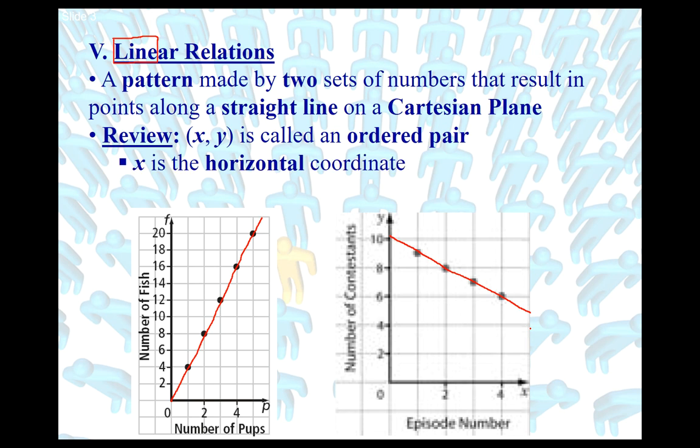X represents the horizontal coordinate, so that tells you, starting from the origin, where should you go, left or right. And again, you go to the right if the x coordinate is positive, and you go to the left if it's negative. And the y coordinate is going to be the vertical coordinate, which means after you've moved whatever distance horizontally, then you would go up if the y coordinate's positive and down if the y coordinate is negative.